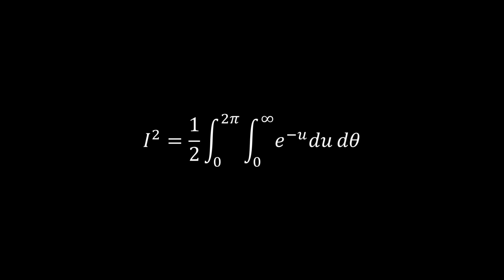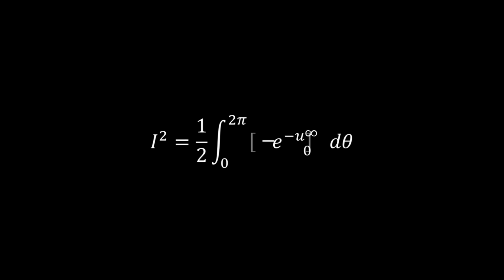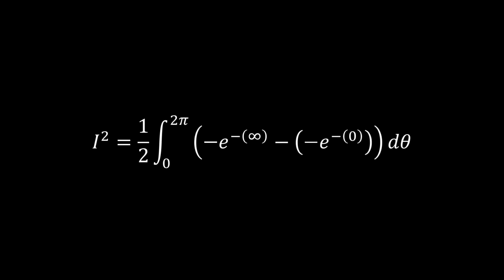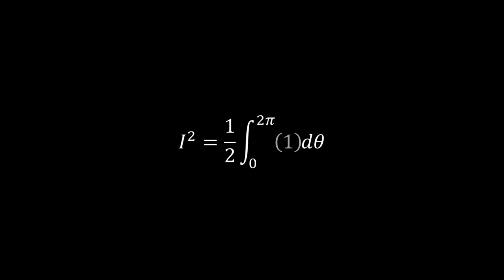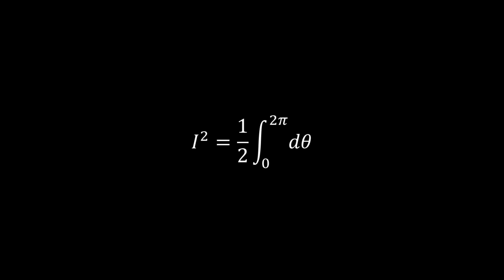At this point, we should be able to evaluate the double integral using our basic knowledge of antiderivatives. Starting with the inner integral, the integral of e to the negative u is simply negative e to the negative u, which we can evaluate on the interval from 0 to infinity by subtracting the lower bound from the upper bound. After evaluating and making simplifications, we simply end up with the inner definite integral being equal to 1. We can do the same with the outer integral, which is just theta, and evaluate it from 0 to 2 pi, ending up with 2 pi. After simplifying, we obtain the following result: I squared is pi.